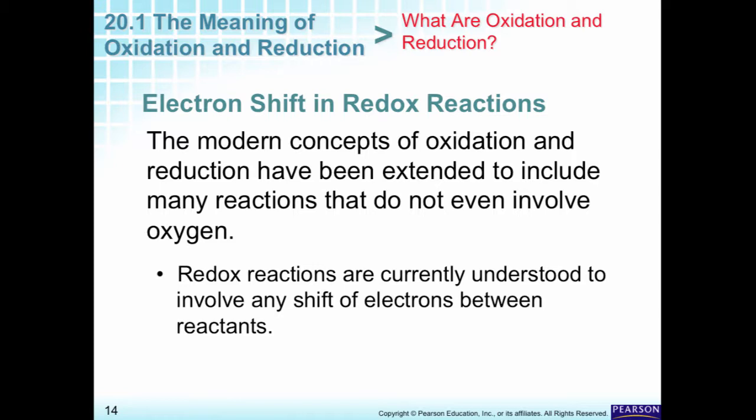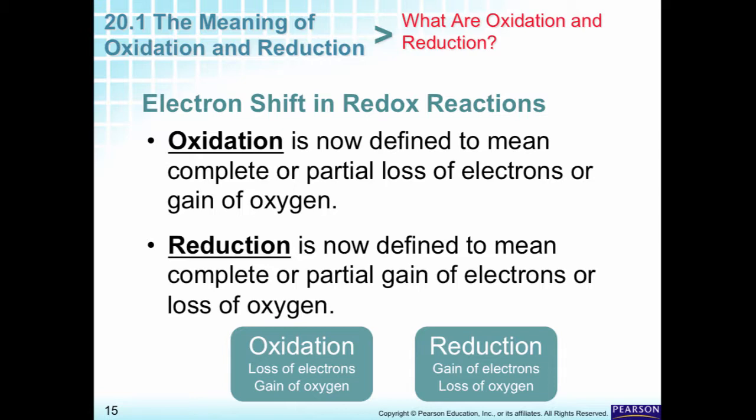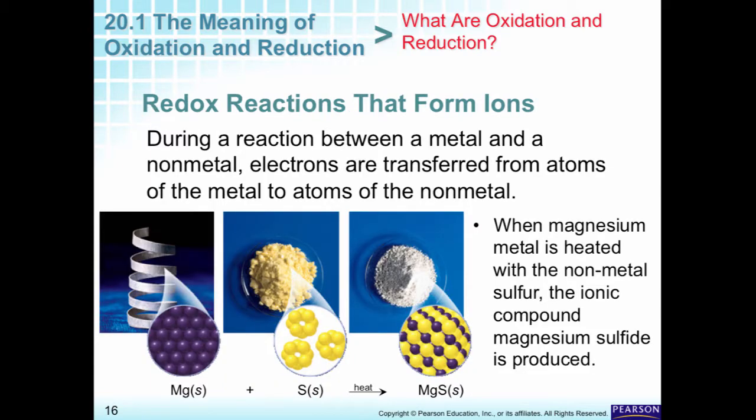All right, and this is what we were saying. Today we look at it as a shift of electrons. So here's our new definition. Oxidation now means that something either completely or partially loses electrons or gains oxygen. Reduction is now defined to mean complete or partial gain of electrons. So as I said, oxidation, Leo, reduction, GER. If you remember that little mnemonic device, you'll always get it right.